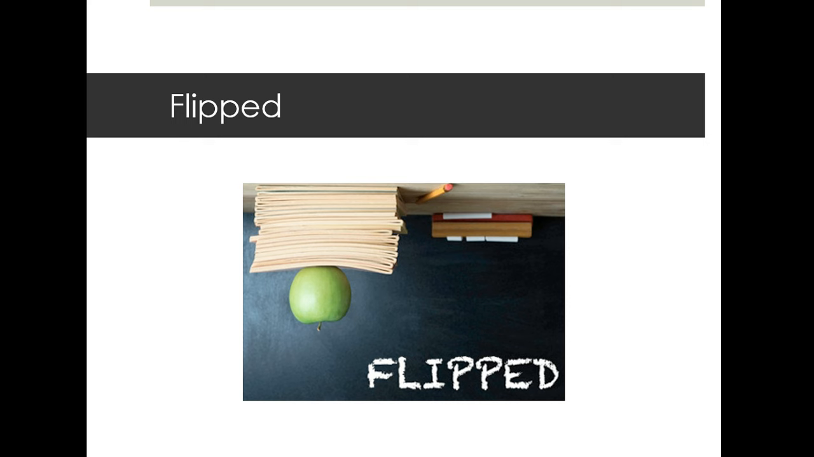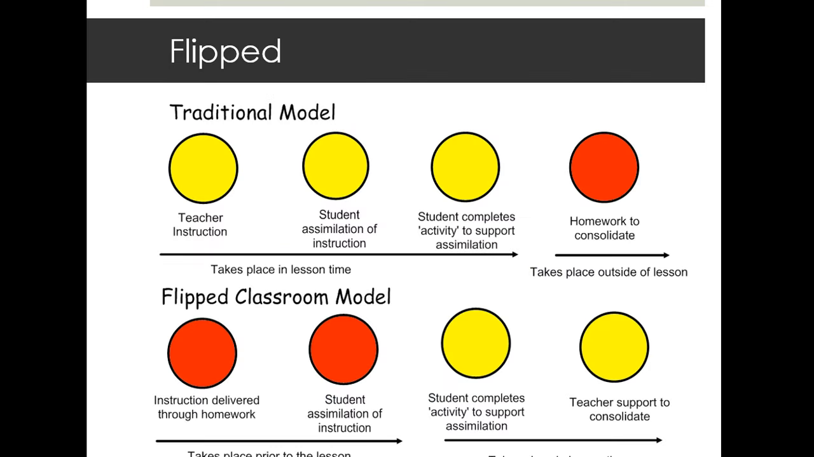Let's take a little more look at this flipped classroom. So here was how the traditional model was. The teacher did the instruction, the student assimilation of instruction, the student completed an activity, and then you do the homework to review it and consolidate in your mind. The flipped classroom is instructions delivered through homework. As I said, they watch a video, either teacher done or someone else has done. The student assimilation of instruction. The student completes the activity with support, and the teacher support to consolidate.